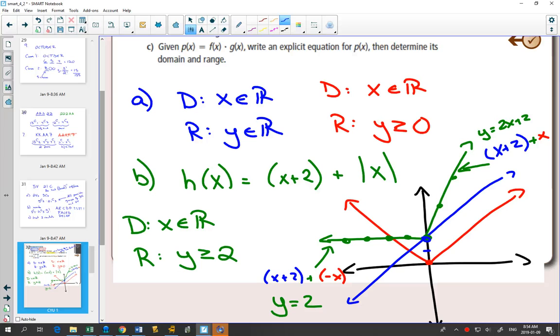So the next thing that I wanted to do in part B before we went on to part C was to write h of x as a piecewise function. And I just did piecewise functions with the grade 11s yesterday, so I'm like, yes, you have seen this before.